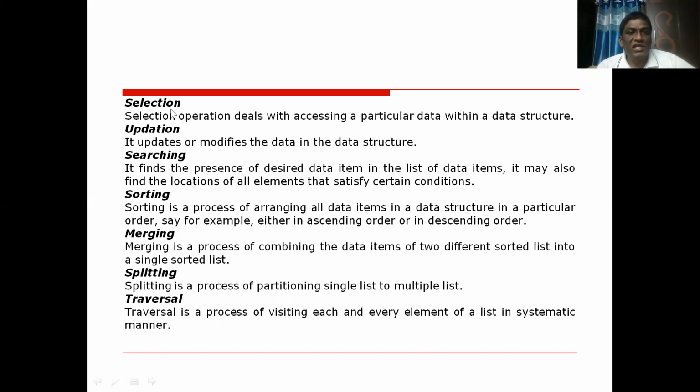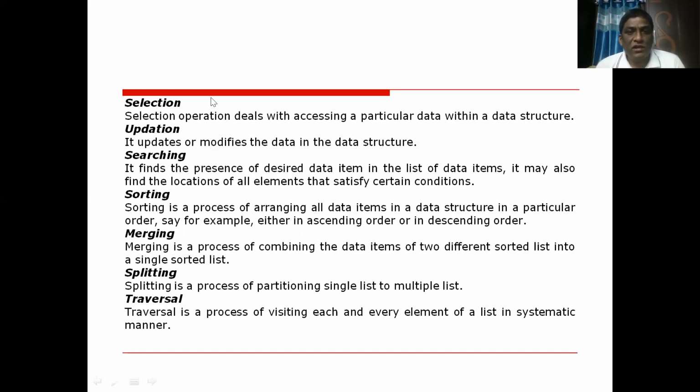One is selection. This is dealing with accessing a particular data element in the data structure. Because the data structure stores a number of elements, and you are interested in accessing a particular element, this selection operation should be implemented to select a particular element from your data structure. And then updation is about either modifying the existing data in the data structure, or deleting the data, or changing anything like that.